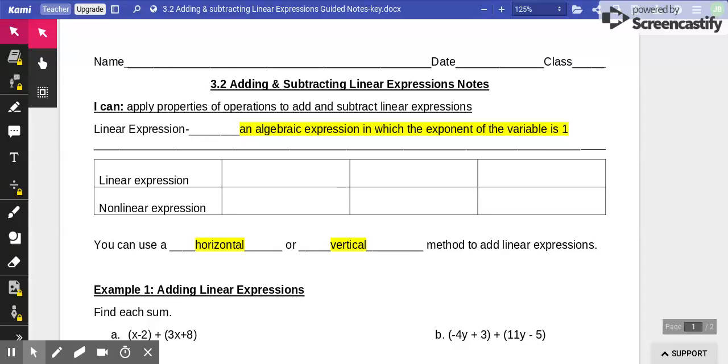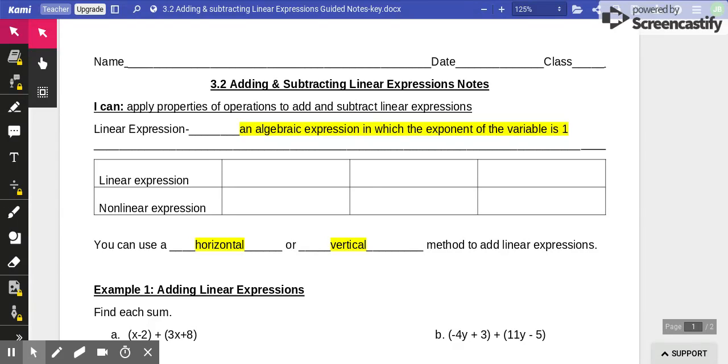Hi guys, today we're going to talk about 3.2, adding and subtracting linear expressions. Our I can statement: I can apply properties of operations to add and subtract linear expressions. A linear expression is an algebraic expression in which the exponent of the variable is 1.